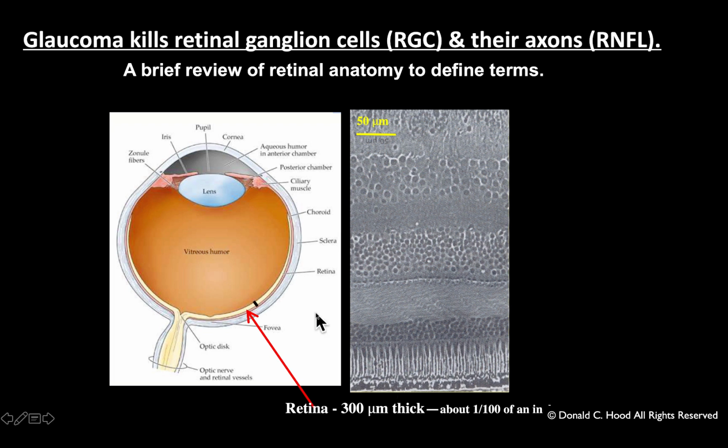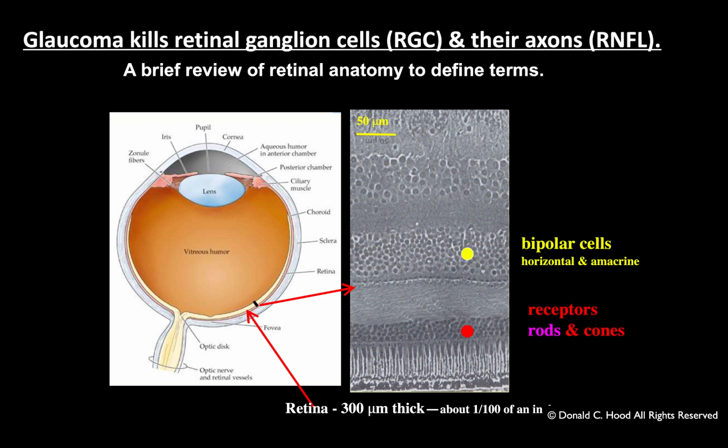So this indicates a piece of the retina at the back of the eye. The retina is about 300 microns thick. Here's an electron micrograph of a human retina. And 3 layers of cells. You've got the cell bodies for the receptors, cell bodies for the bipolars and horizontals and amacrine cells, and the cell bodies for the ganglion cells.